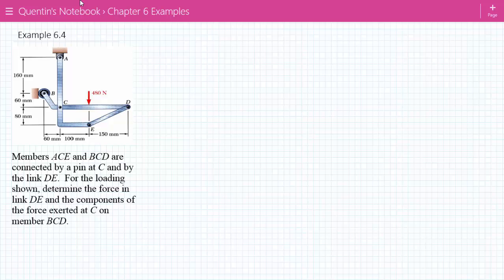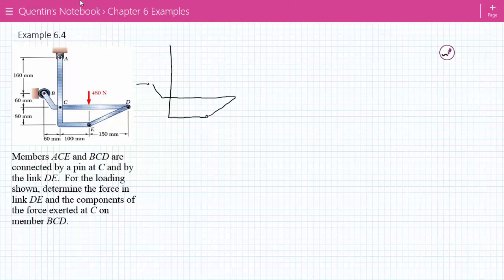Well, first off, we can draw a free body diagram. We can figure out the forces at A and B, right? Let's draw that free body diagram right here. Boom. We have this thing. We have a little pin here, but we're treating this as one rigid body, right?